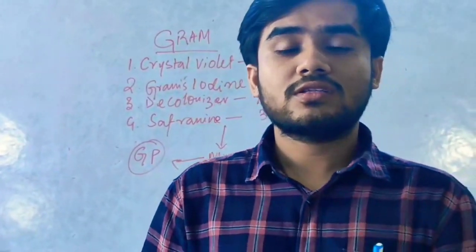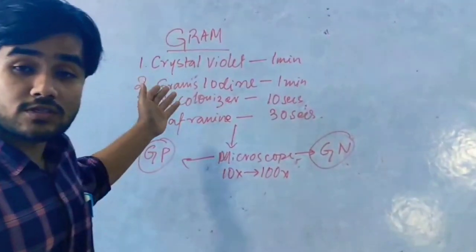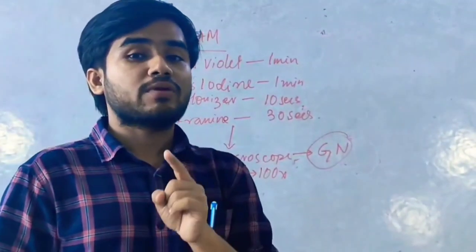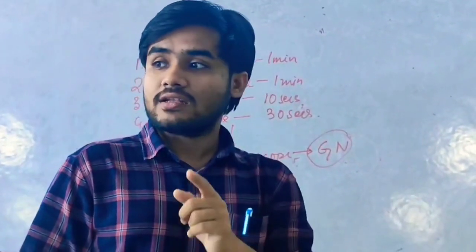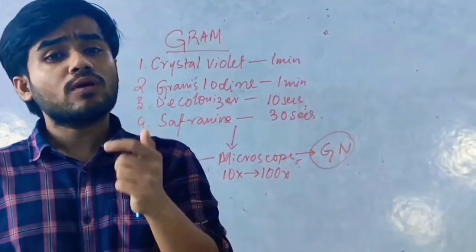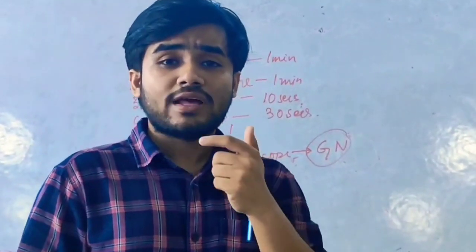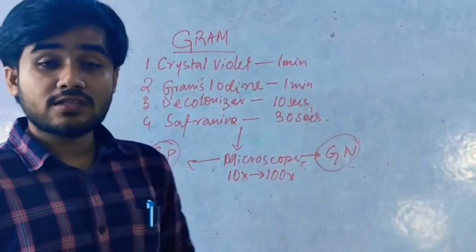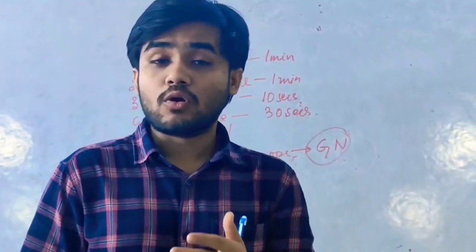In Gram staining, what are the steps? This is the chronology of the steps. First is crystal violet, for 1 minute; this is the primary stain. It will color it, and then I'll give Gram's iodine, which I'll keep for 1 minute, and then wash it again. It acts as a mordant. The third step is the decolorizer, which has to be done for 10 seconds only, and can be acetone or alcohol.